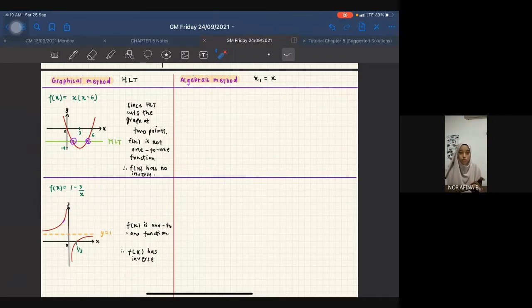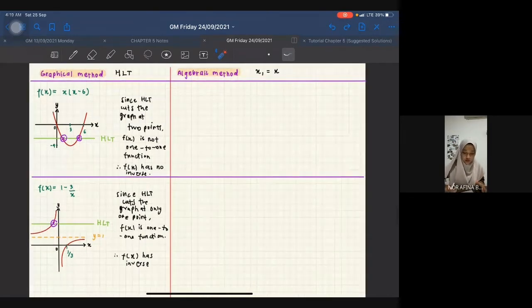Sebab kita tahu untuk kita determine whether the graph that we have is a one-to-one function or not, the HLT must cut at only one point. Tapi kat sini, awak tak lukis pun HLT. Tak ada pun yang menunjukkan graph tu dia terpotong hanya pada satu point saja dekat HLT. So, tak boleh buat macam tu. Okay? So, awak kena buat HLT. So, bila ada HLT, barulah awak boleh nampak dia tu potong dekat berapa point dalam graph tu. Okay, clear? Alright. So, let's move to algebraic method.